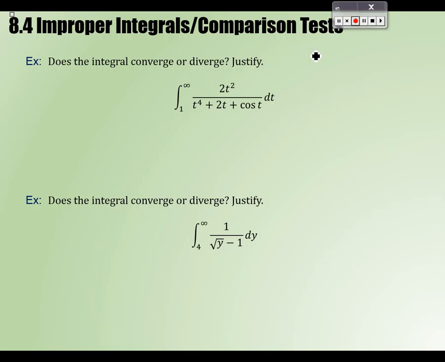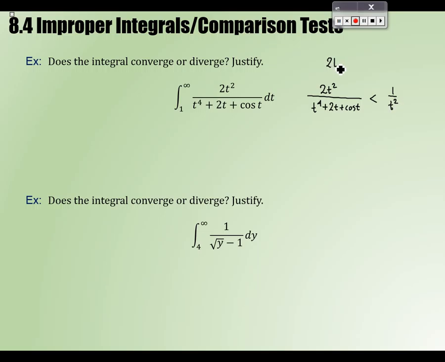I don't know. You don't think I can prove that? I don't know. Let's see. Let's start with the result. We'd like 2t squared over t to the 4th plus 2t plus cosine t, we'd like to say that that's less than 1 over t squared. All right, I'm going to run the argument backwards here.